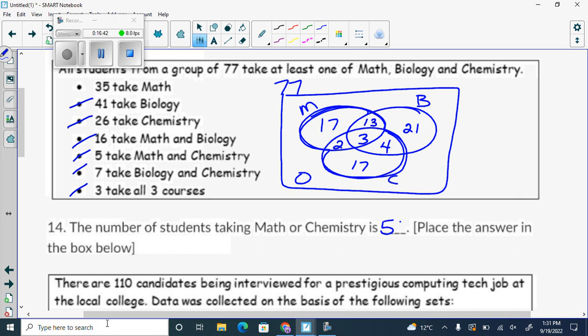56. The answers to the other worksheet. Oh, you got to grab the worksheet.